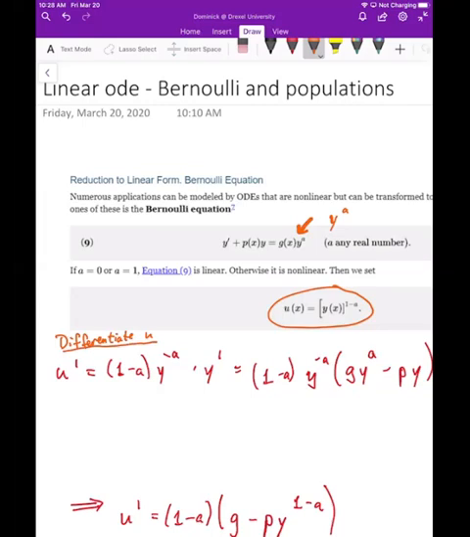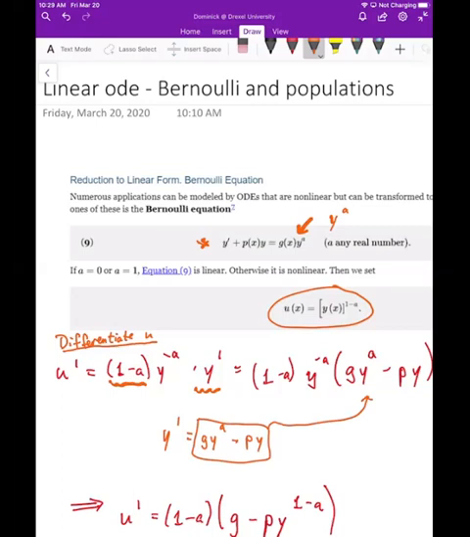Right, so this is just an application of the chain rule. So the 1 minus a comes out front. And then once you subtract 1 from that power, the 1 just disappears and you're left with minus a. And of course, by the chain rule, we need to multiply by this y prime. Now, of course, we know y prime from the above equation. If we move the p times y to the other side, y prime is just g times y to the a minus p times y. So we're going to substitute this in for y prime, and that's where this is coming from.